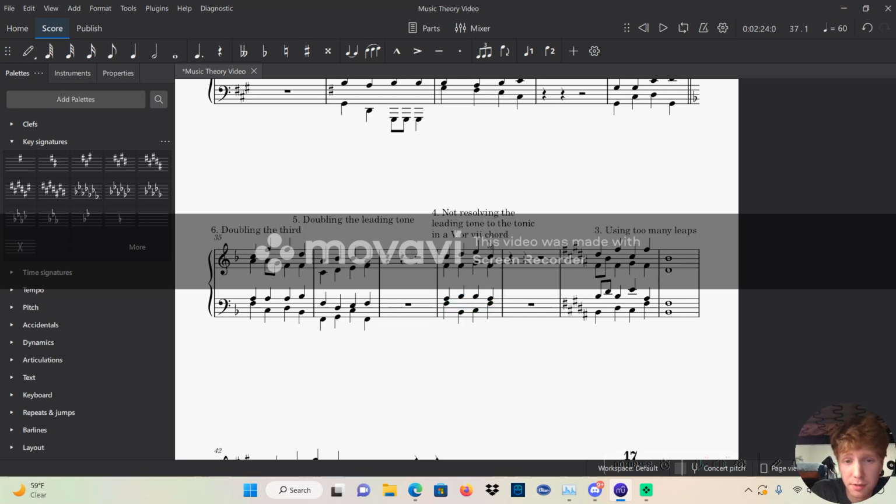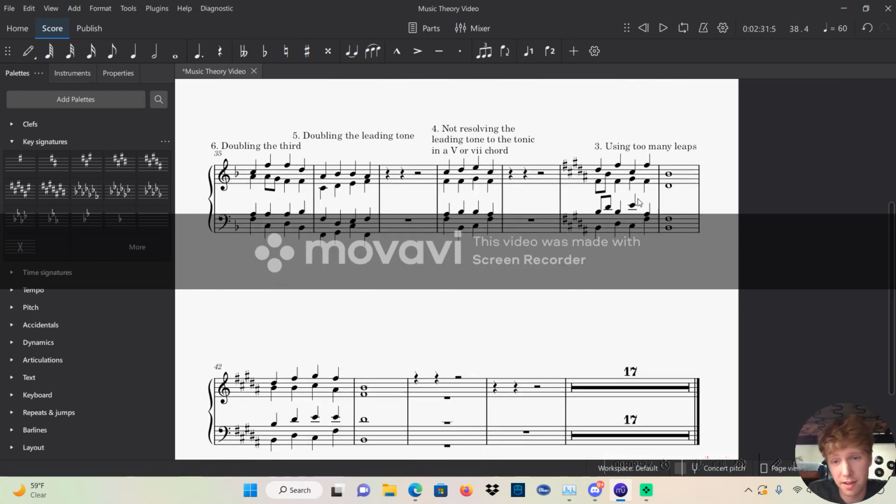Not resolving the leading tone to the tonic in a 5 or a 7 chord. Oh yeah, this is really bad. Like, I don't know who would write anything so despicable. Because you want this to, right? You just need that relationship, but then it goes down to the fifth instead, and it's just okay. Yeah, really bad. Sorry I had to listen to that.